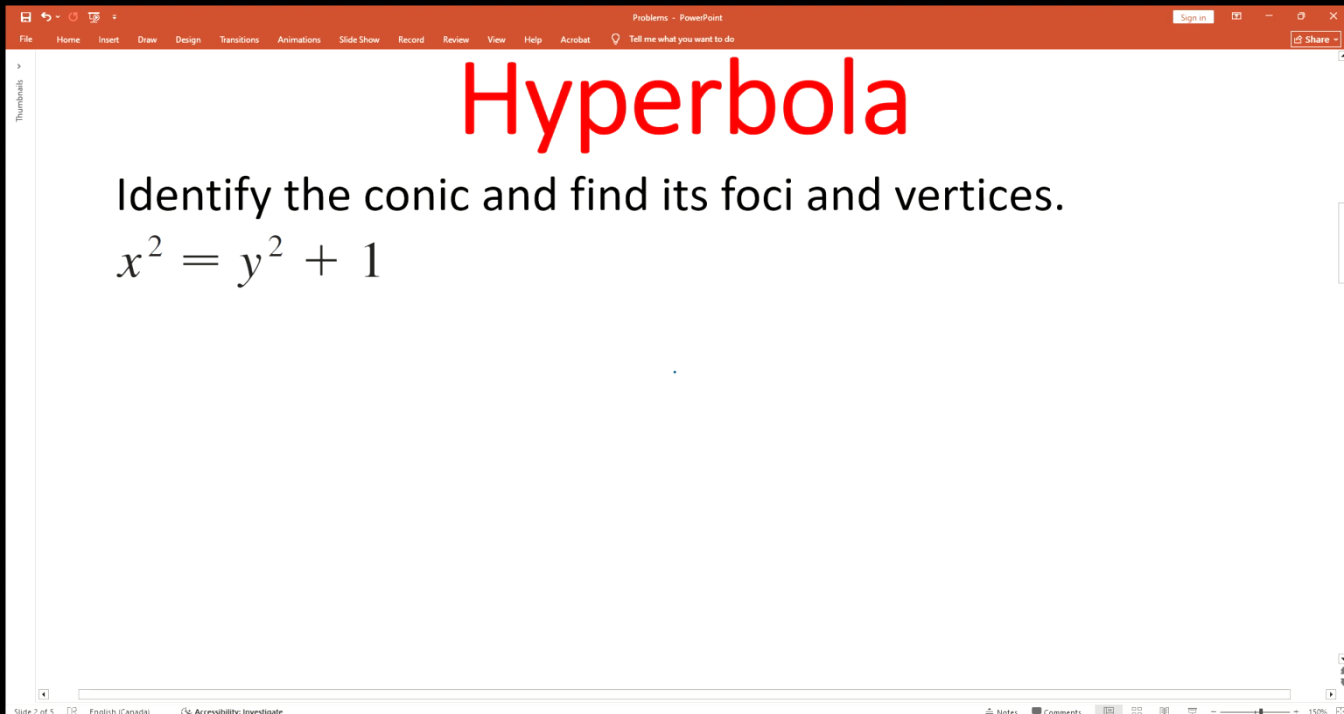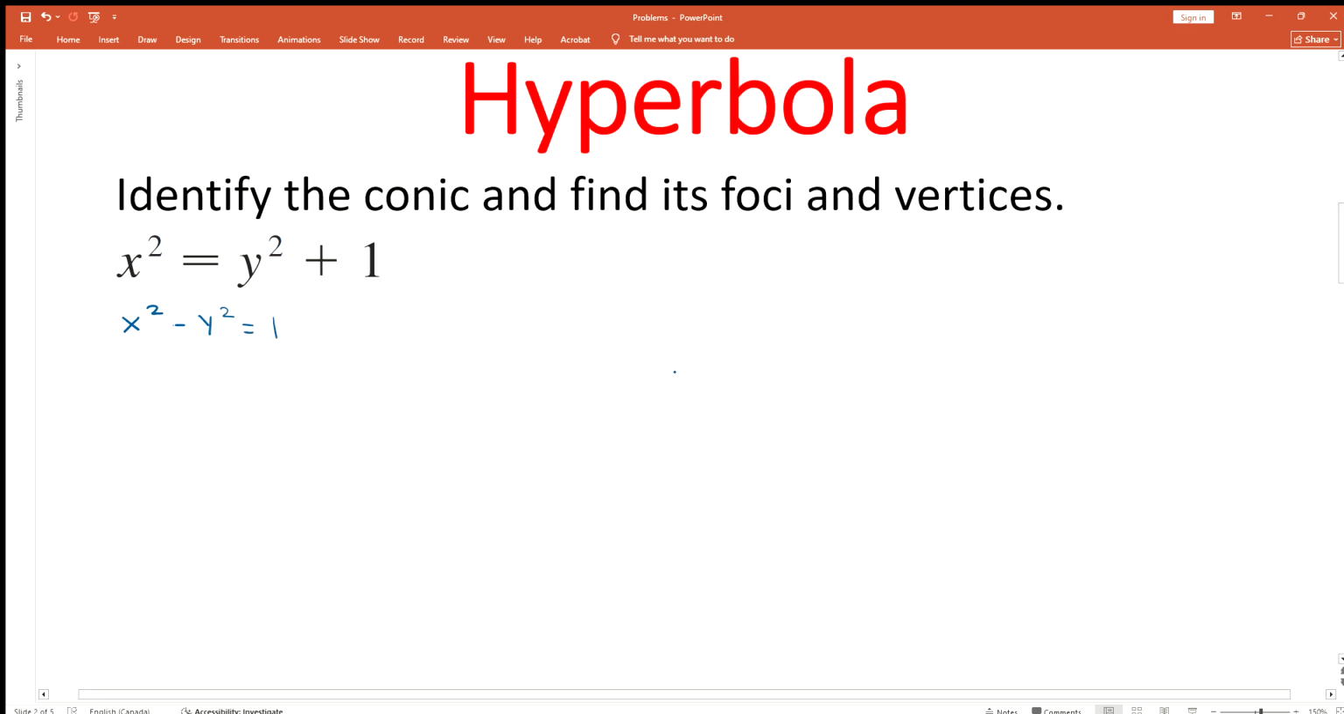In this video, we'll solve this hyperbola problem. As per the problem, identify the conic and find its foci and vertices. We are given the equation x squared equals y squared plus 1. In order to identify the conic section for this equation, we should move the y squared term to the left side of the equation. So we get x squared minus y squared equals 1.